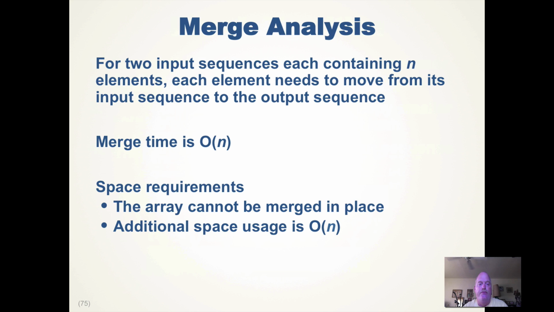For the two inputs, each containing n items, we have to move the input sequences to the output sequence. So we have to go through n items. So that's the merge time of big O of n. You cannot do a merge in place because you would overwrite the values, so you need additional storage space of big O of n. So you need to double the size of the storage, basically.